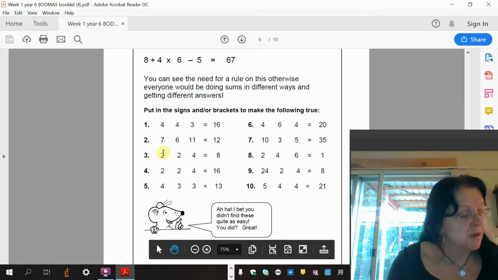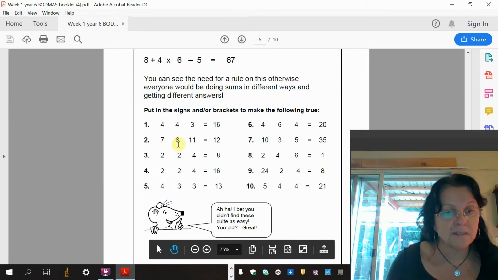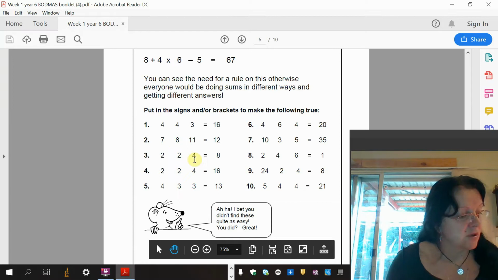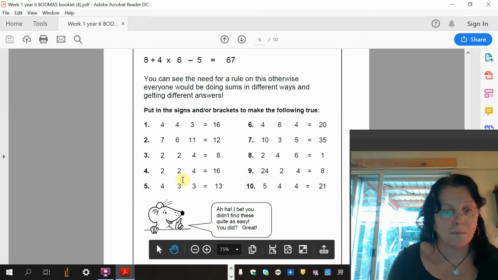For number 2, I would be going 7 take away 6, that's your first bracket, and then add 11 to give you 12. Because 7 take away 6 is 1, and then add 11 to give you 12. Here, this one's 8. If we go 2 times 4 straight up, it's going to be too big. So it's 2 plus 2 plus 4. Okay, you can also go 2 times 2 plus 4.